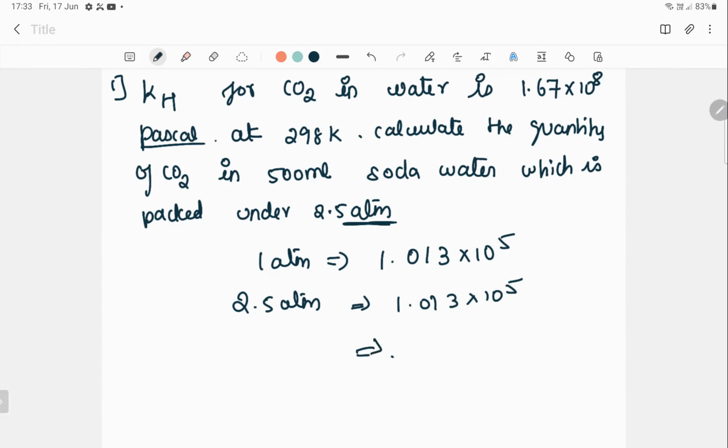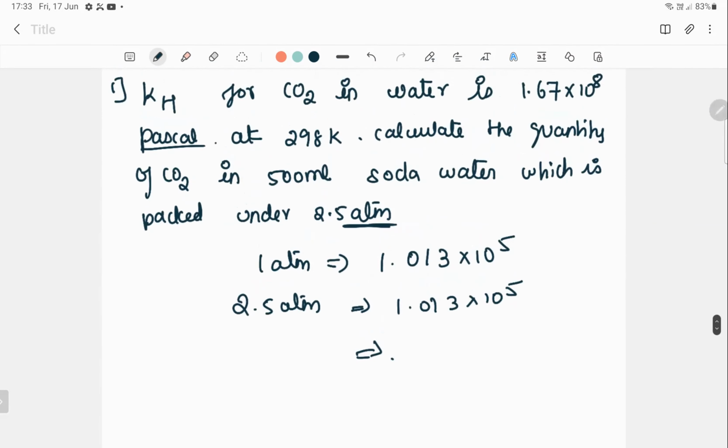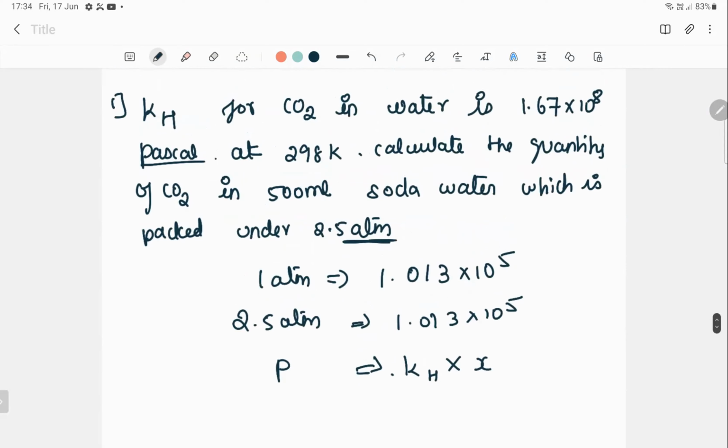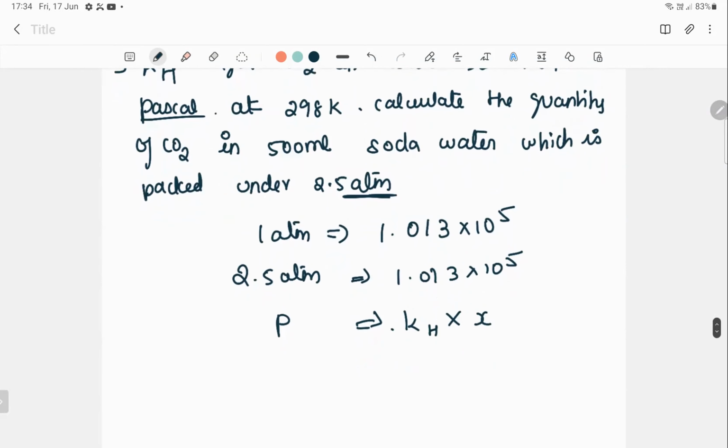Two 2.5 divided by, okay, we can directly substitute in the right. So next one is, what are all the things we know? Partial pressure is equal to KH into our mole fraction. So partial pressure, we can take that thing.